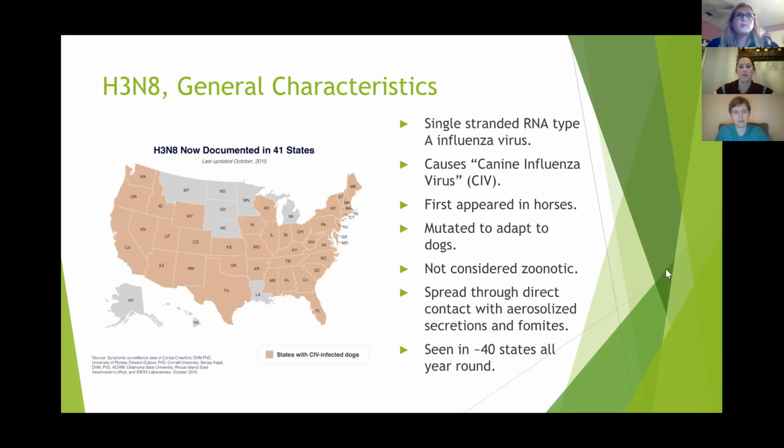It's currently reported, in this picture here, in about 41 states. This was last updated October 2015. It's considered endemic in New York, South Florida, northern Colorado, and southern Wyoming. This was from Webb 2015. High-risk areas would include your kennels, shelters, doggy daycares, and grooming, and it's seen all year round.